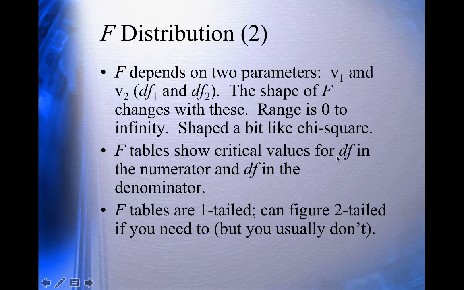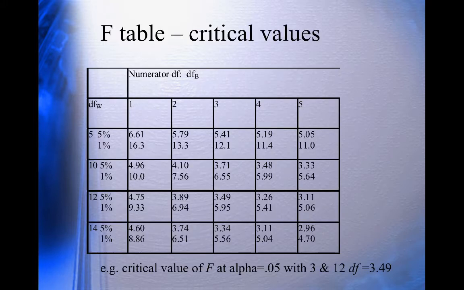The F tables show critical values for degrees of freedom in the numerator and degrees of freedom in the denominator. The F tables are one-tailed, so you'll see the upper right, the high end of the tail. You can figure two-tailed, but generally you don't, so we won't. All right, so here's your conventional F table, part of it. F tables get to be much larger than this, but I just want to show you how to read it in case you need to use it. Generally we don't, because the computer does all this for us now.